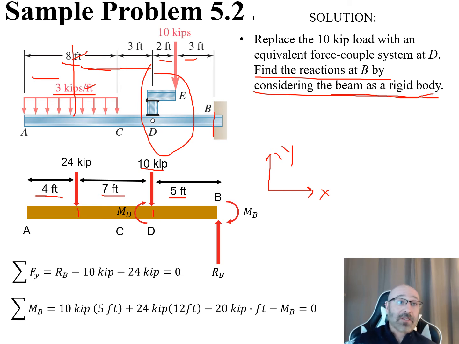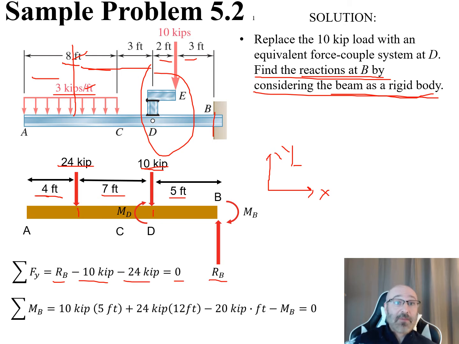So with that there, now I can say, okay, summation of force in the y direction is equal to 0. So what are the forces in the y direction? Well, I have this R sub B right here, this reactionary force I need to find, which is what they want me to do, my reaction at B. And I also have a negative 10 kip there and a negative 24 kip right there. So I can say R sub B positive, going up in my positive y direction, minus 10 kip minus 24 kip is equal to 0.